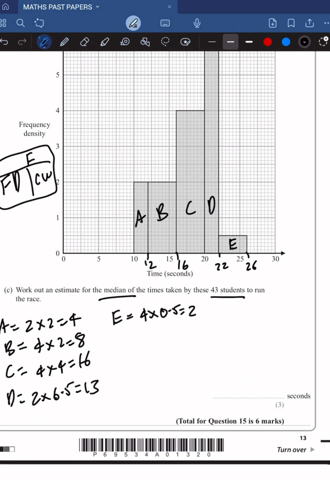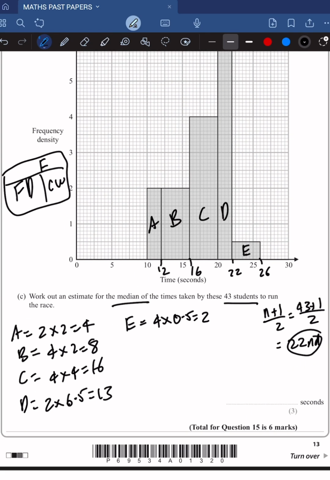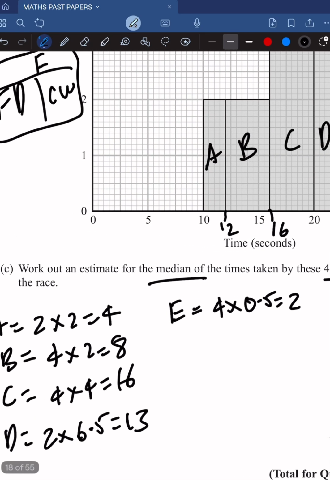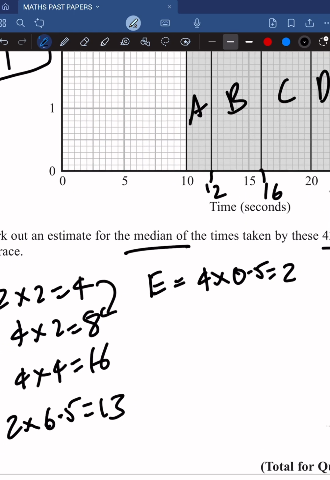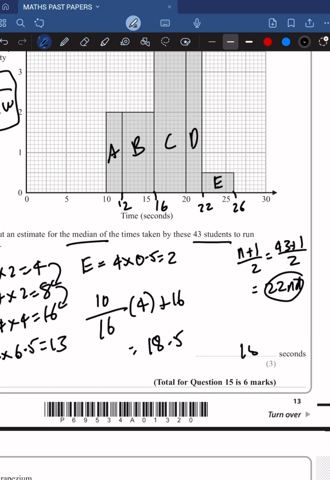Now to find the median value, I have to do n plus 1 over 2, which is 43 plus 1 over 2, which is 22. So I have to find the 22nd person inside this. To do that, I use linear interpolation. I go 12 here and then 10 inside here. So it's going to be 10 over 16 times 4, plus 16. And let's see what that gives you. That gives you 18.5. And that's your final answer.